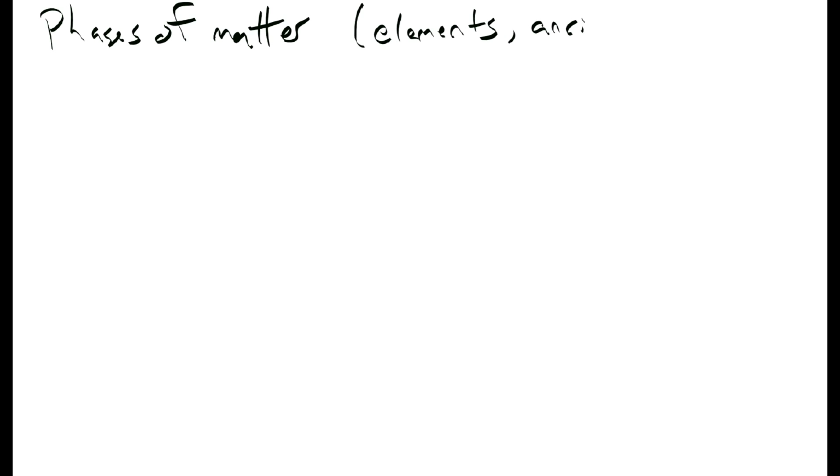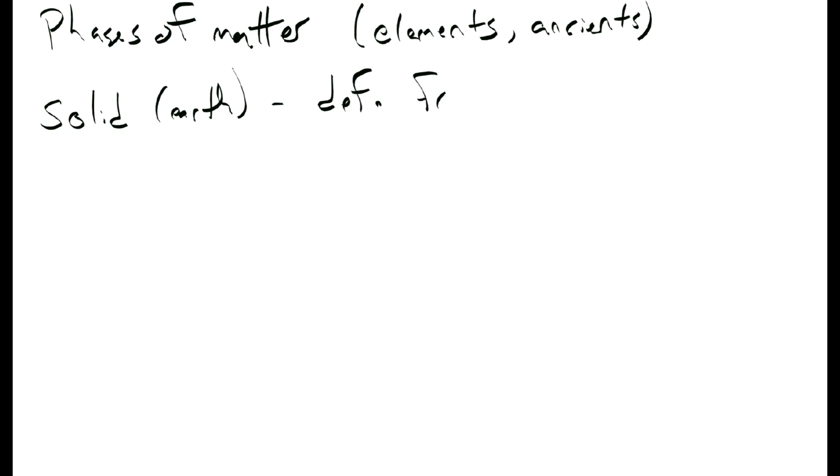Now, matter comes in different phases. The phases of matter. These correspond more or less to the ancient elements. Not the modern elements in chemistry, but the ancient elements: earth, water, wind, and fire, right? Okay, so you have solid. That is ancient earth. Solid has a definite shape and a definite volume.